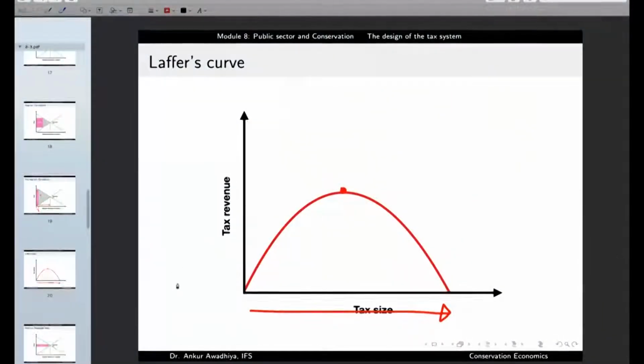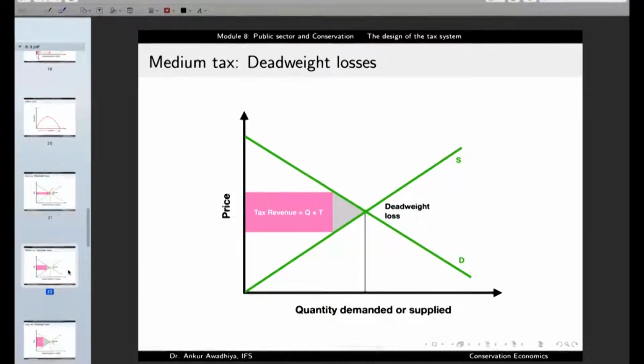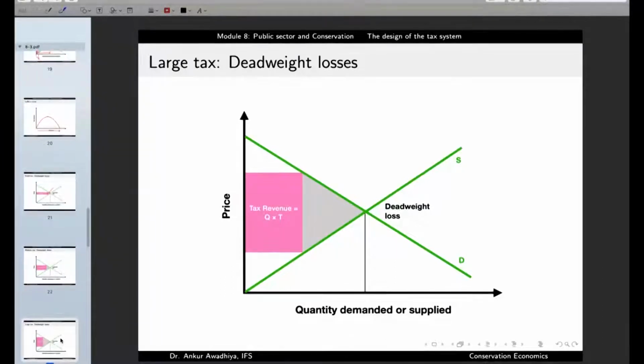But the government cannot just work on tax maximization. Now, this is because of the deadweight losses. And what we had observed was that in the case of a very small T, the deadweight loss is very small. So this gray colored triangle, this is the deadweight loss. Now, when T is very small, which means this height is very small, then we have a very small triangle. But when T increases, the deadweight loss increases. When T increases further, the deadweight loss increases even further.